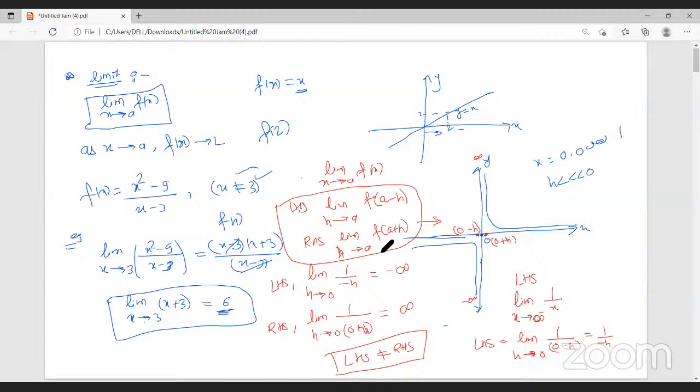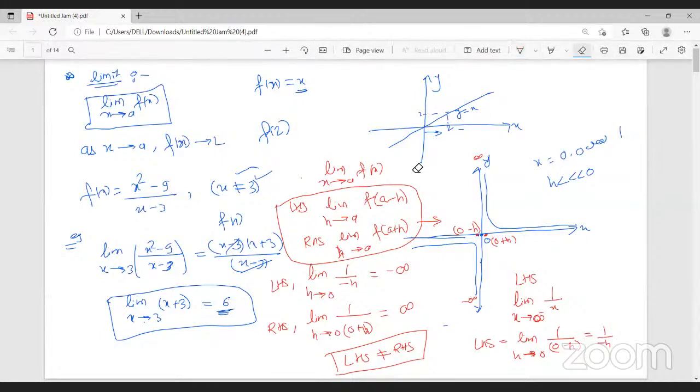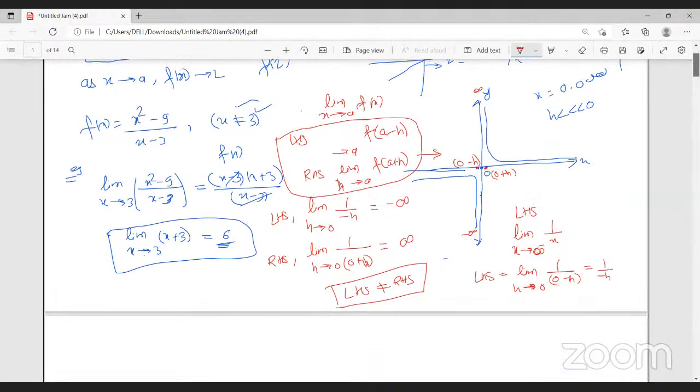Sir, how is this concept valid in the previous example, x square minus 9 upon x minus 3, limit x tends to 3, the previous one? This one, right? Yes, sir. Yeah, so at first we are simplifying that, so we can check whether this limit exists or not.